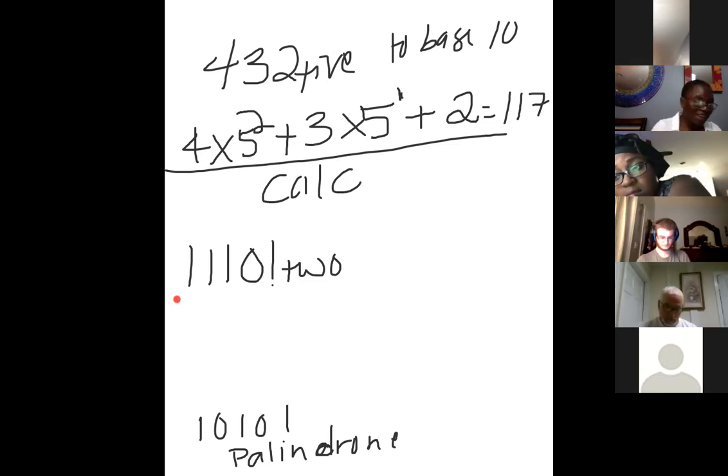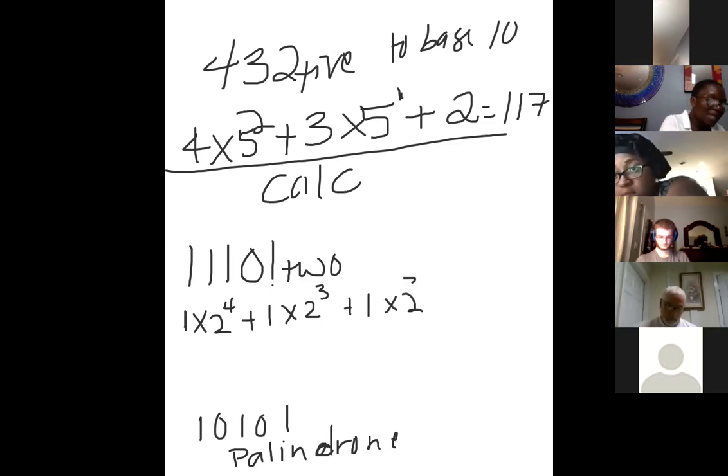So let's go ahead and write it out. It's going to be 1 times 2 to the 4th. That's the first one, guys. Plus 1 times 2 to the 3rd. That's the second one. Plus 1 times 2 to the 2nd. That's the third digit from left to right. And then plus 0 times 2. But when you multiply by 0, what do you always end up with? 0. So this cancels out.